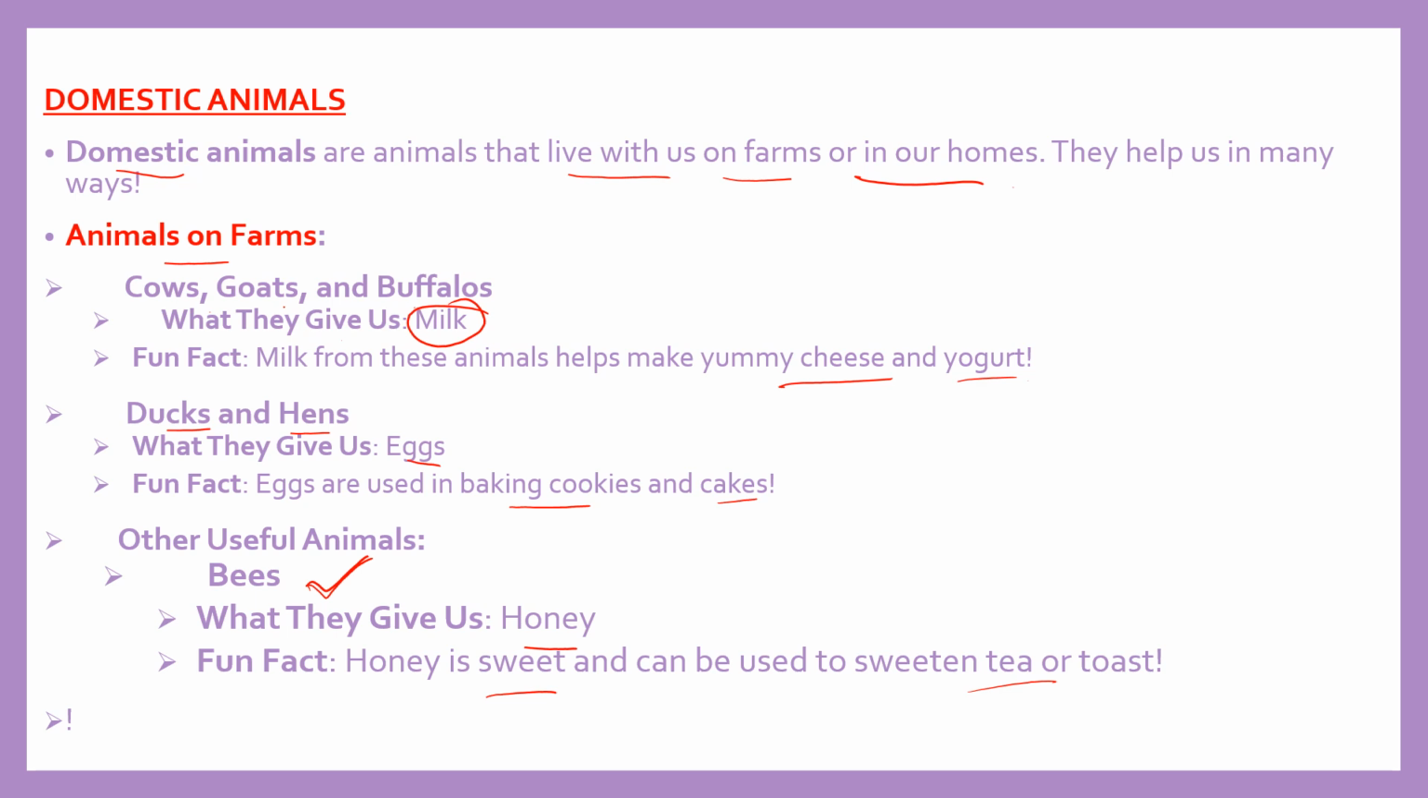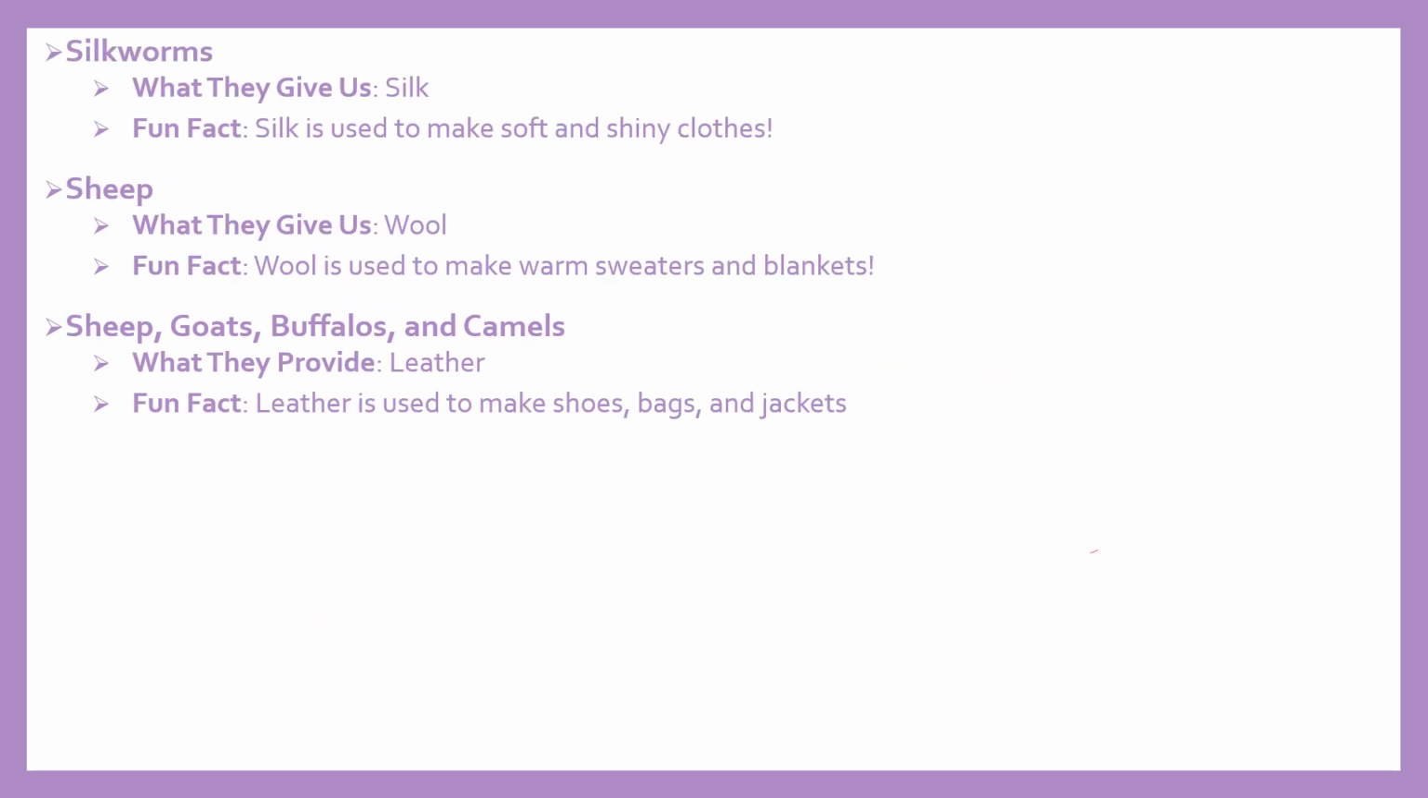Next, silkworms. Oh, you are just learning about silkworms, right? You haven't ever heard about them. I know that. So what do they give? They give us silk. And what about the silk? Silk is used to make soft and shiny clothes. So there will be silk saris and silk clothes. All those are made from silkworms. So silkworms give us silk. In that way, silkworms are helpful.